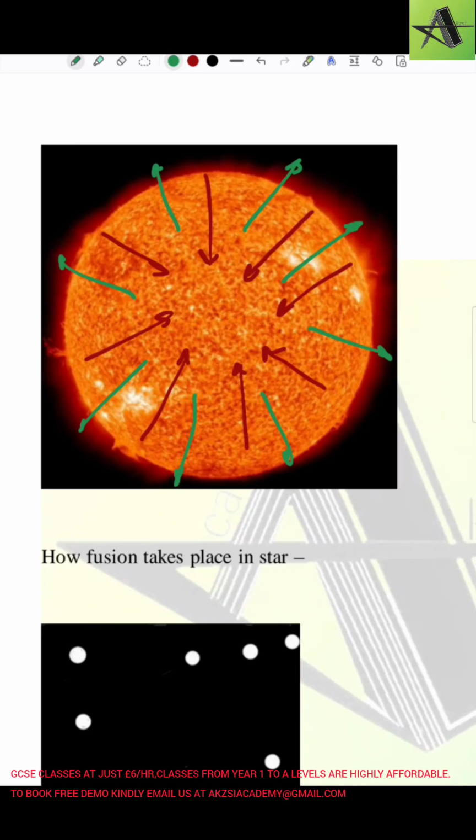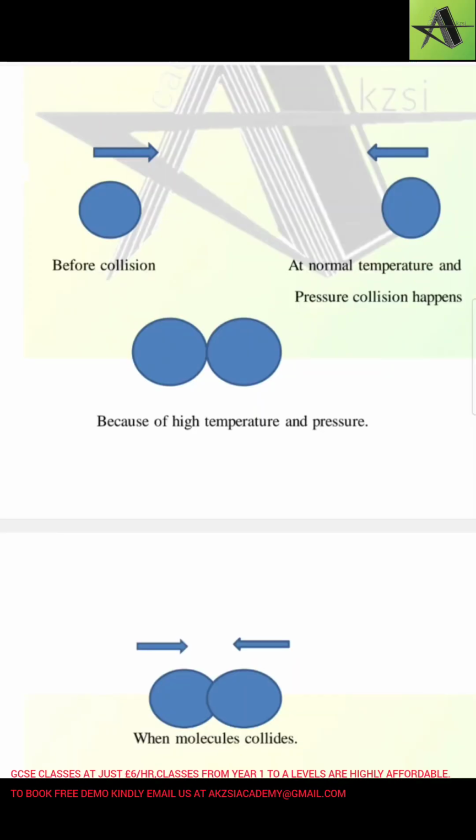Now let me see how exactly nuclear fusion takes place. Why does fusion not take place at lower temperature and pressure, but at higher temperature it does? At normal temperature and pressure, collisions take place. That means molecules come closer to each other and then move away from each other. That's a simple collision, and we assume it to be a perfectly elastic collision, meaning there is no loss of kinetic energy. They just come closer to each other and move away just after touching. That happens in a regular collision.